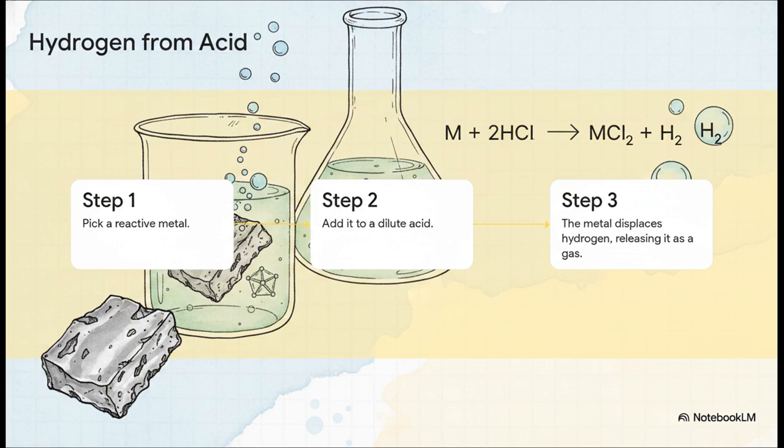Well, one of the classic ways to do it in a lab is basically a chemical switcheroo. You take a metal that's more reactive than hydrogen, you drop it into some acid, and bam! The metal literally kicks the hydrogen out, takes its place, and sets the hydrogen free as a gas.